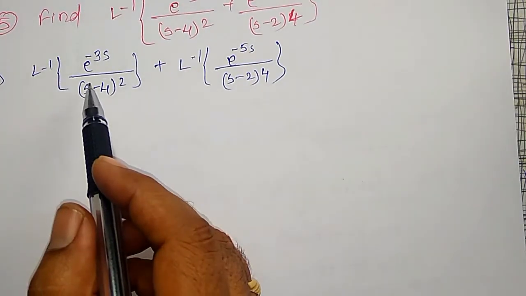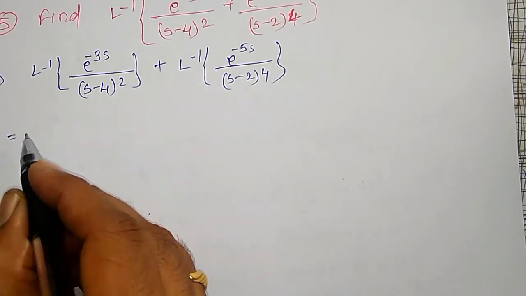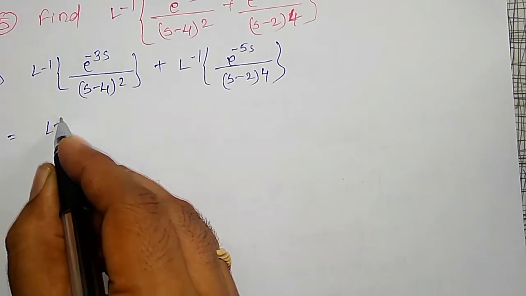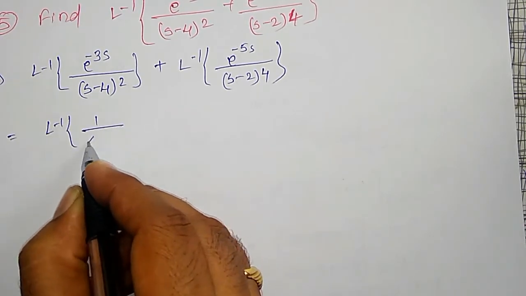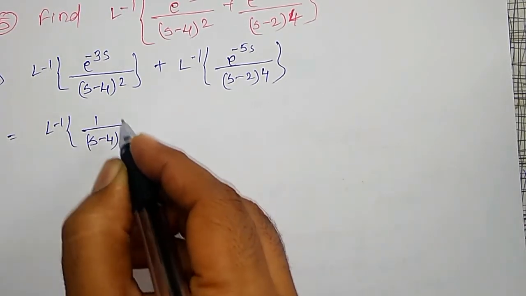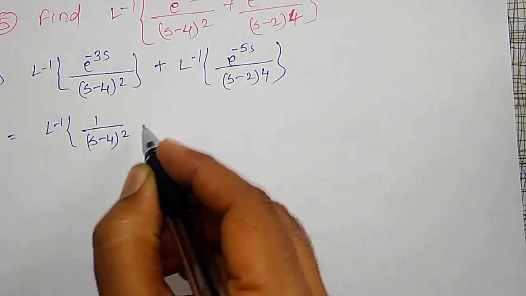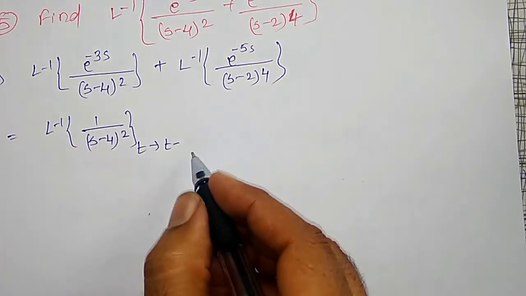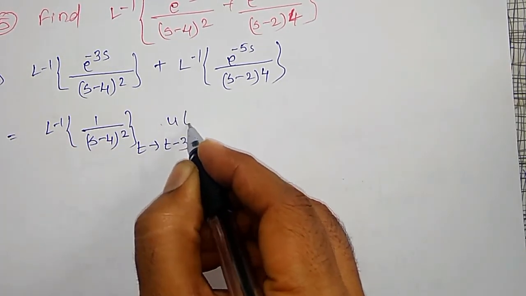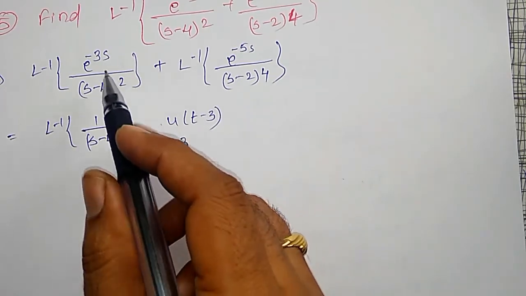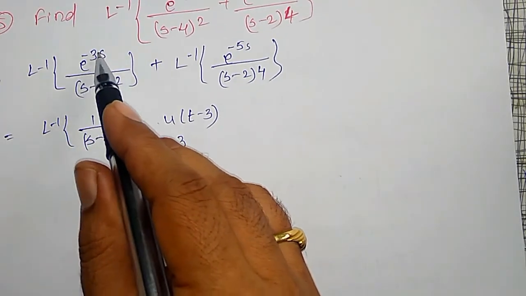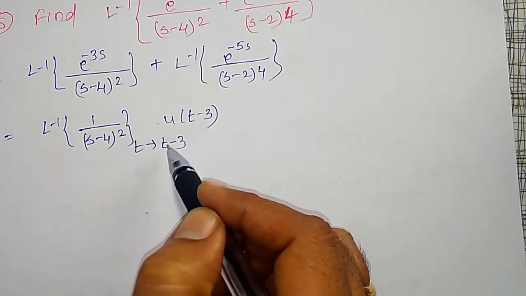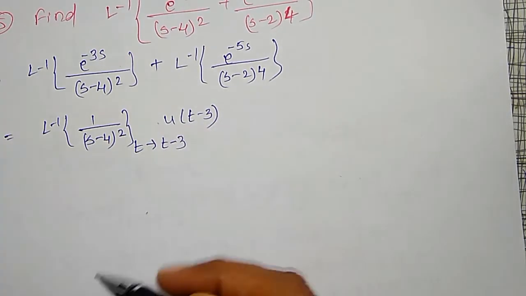Now I can apply the property. Okay, that is a equal to 3 here. Therefore, I can write it as the inverse Laplace transform of 1 divided by (s minus 4) square, and t is replaced by t minus 3, into u of t minus 3. Okay, my previous property, e to the power minus 3s will be eliminated and multiplied by u of t minus 3, and extra, t is replaced by t minus 3.